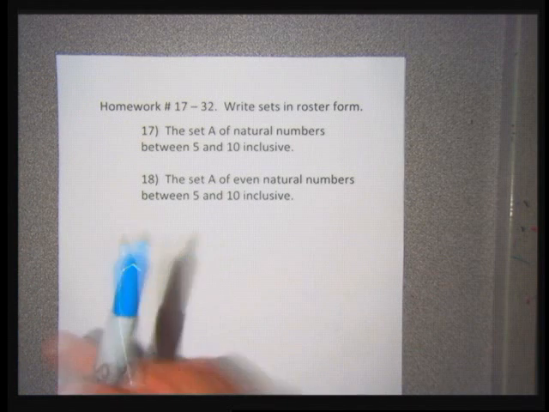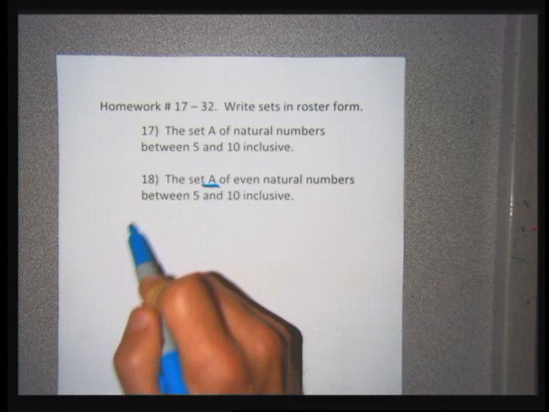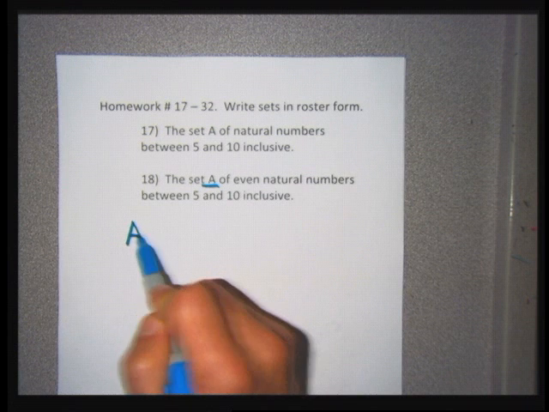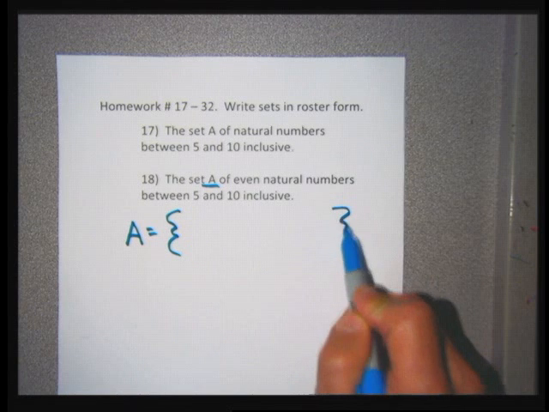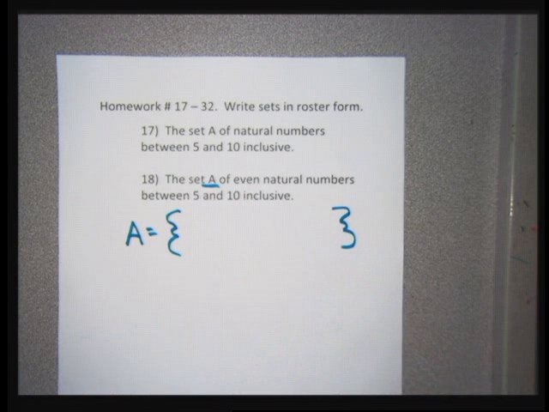Roster form, I'm going to start off by writing the name of the set. In problem 18, the set is A, so I'm going to write an A, then an equal sign. And then roster form also has the set braces. Inside the set braces, I need to write the elements of the set.